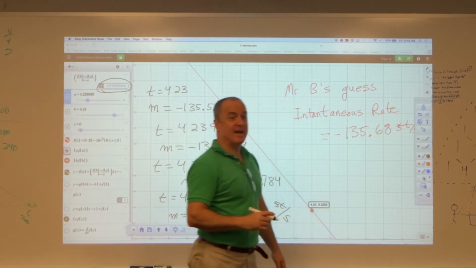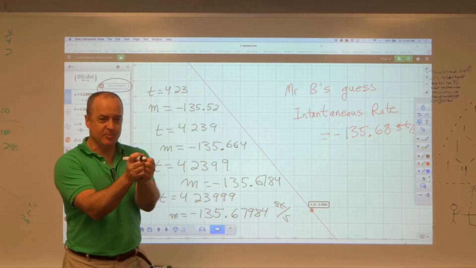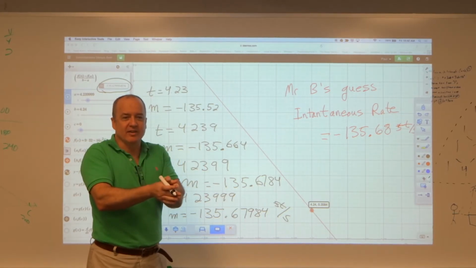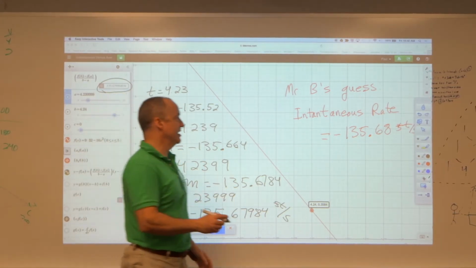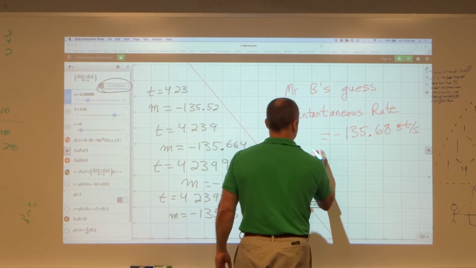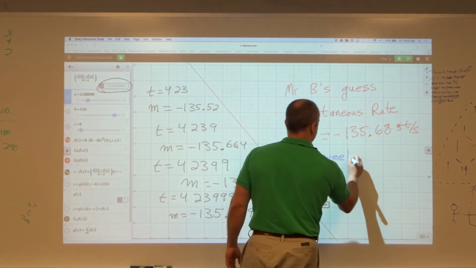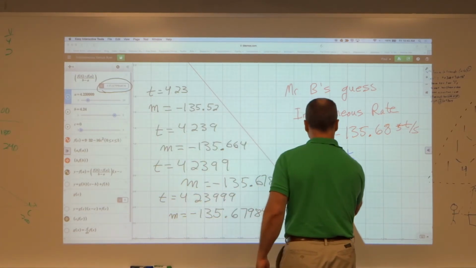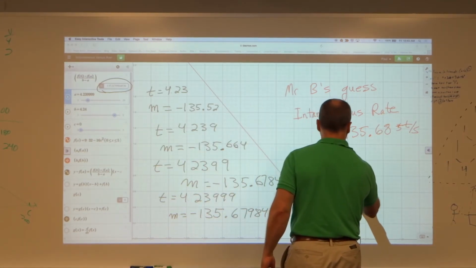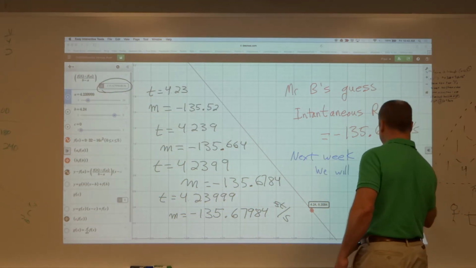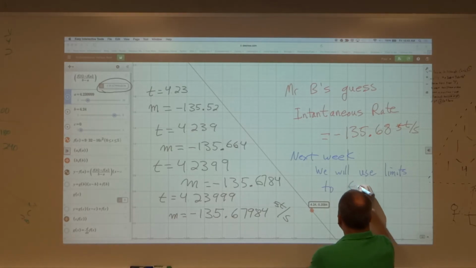We do, but mathematically, once the 2 points are the same, you get 0 over 0, right? So we can't actually get there. But we're going to use limits next week to get rid of the 0 over 0. Next week we will use limits to find the derivative.